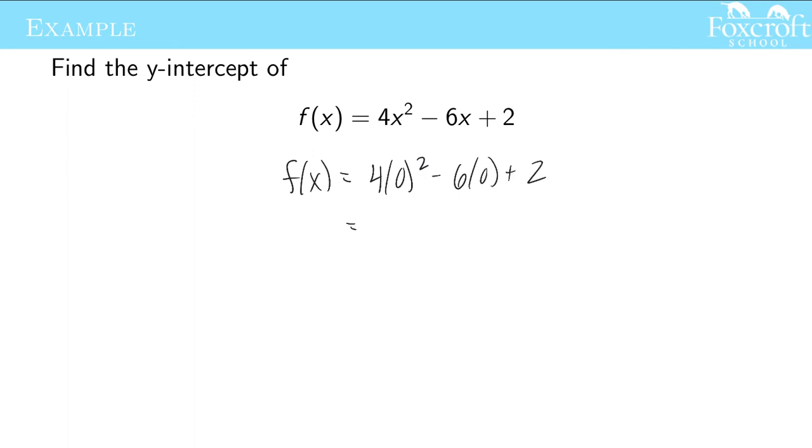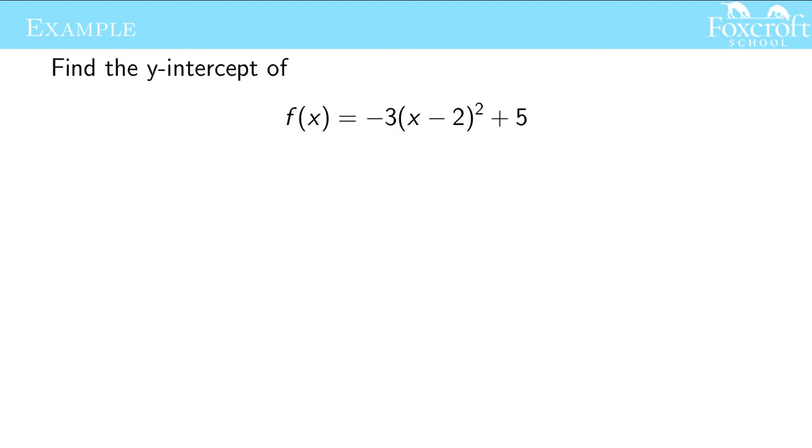These terms that have 0 are just going to go away because multiplying by 0 makes them disappear, and I just get 2. This should be f of 0. So my y-intercept is at y equals 2. Again, just plugging in 0, following the order of operations to simplify.